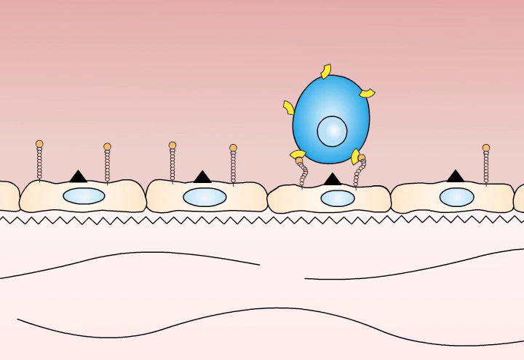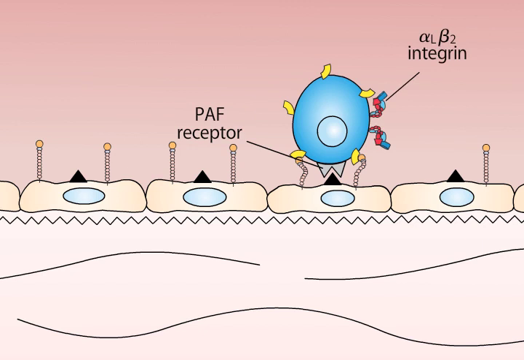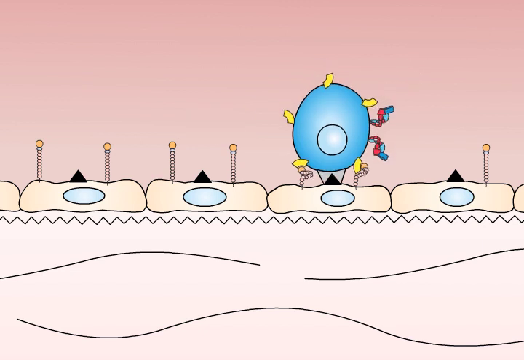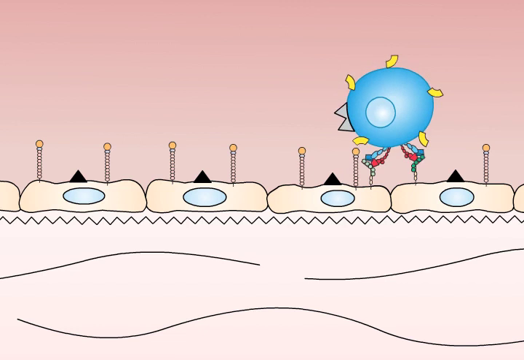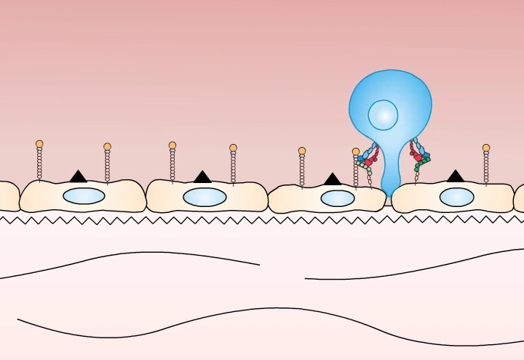The leukocyte also contains PAF receptors and integrins. Receptor binding to PAF results in the activation of the integrins. The activated integrins are able to bind ICAM molecules constitutively expressed on the surface of endothelial cells. This causes the leukocyte to stop rolling and to tightly adhere to the endothelium. The adhered leukocyte then begins its migration between adjacent endothelial cells to reach the underlying tissue.